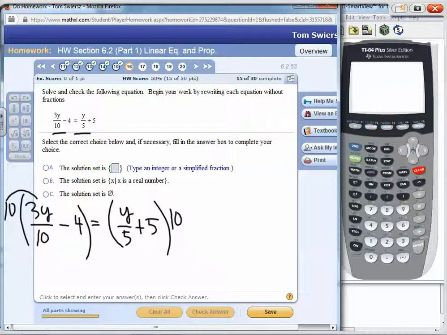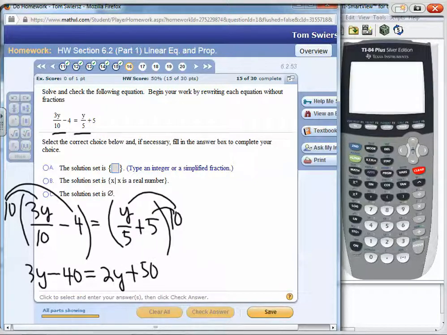10 times 3 is 30, divided by 10 is 3, or 10 divided by 10 cancels. So 3y. Don't forget here, multiply. 10 times 4, bring down your minus, is 40. 10 times y divided by 5, right? 5 is in the denominator. 10 divided by 5 is 2 with the y. And then 10 times 5, both in the numerator, is 50.